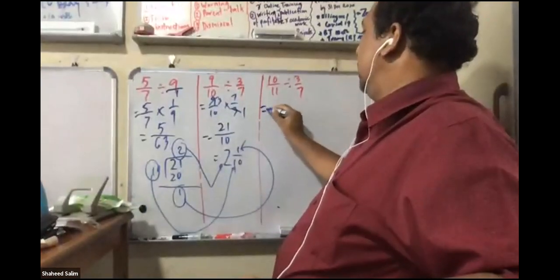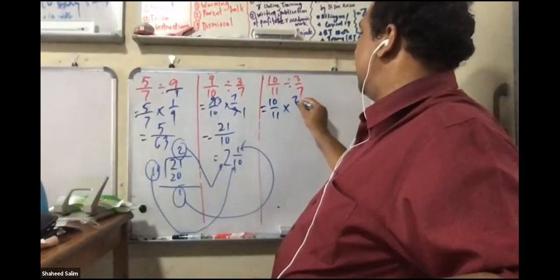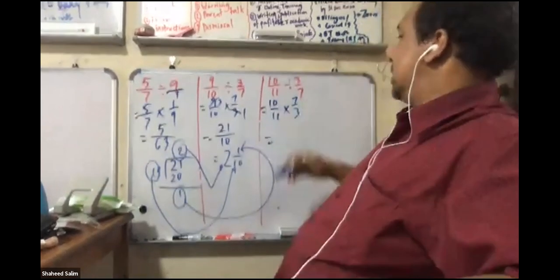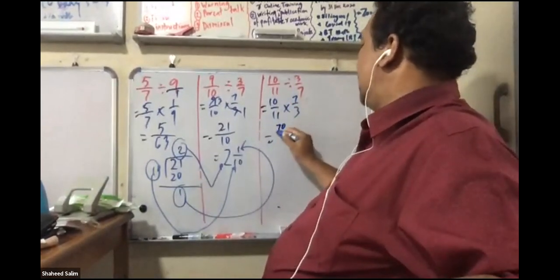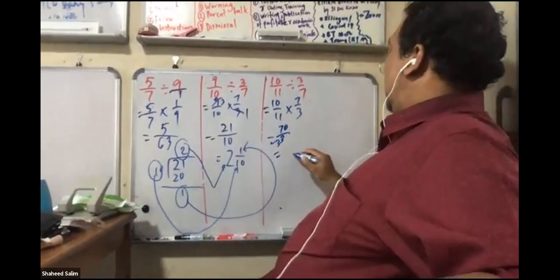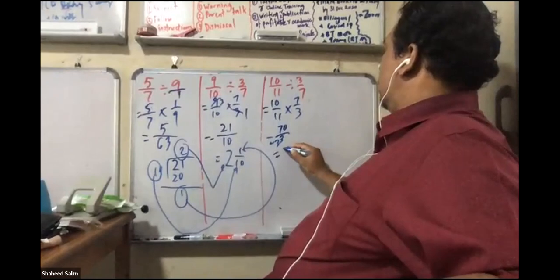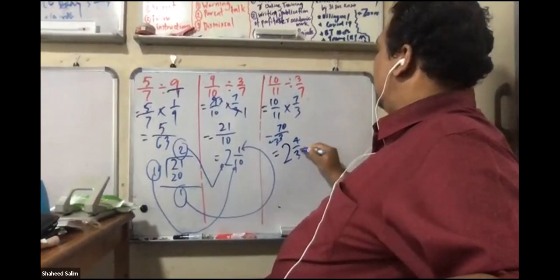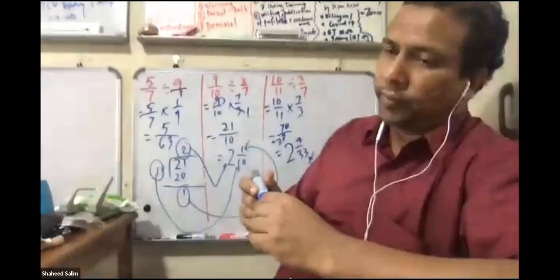Okay, next one. 10 over 11 times 7 over 3. Cannot cancel anything. Just 10 times 7, 70. 11 times 3 is 33. Then now we bring it to this one, get 2 wholes, 4 over 33. Okay, this one I think Zahid got it correct.